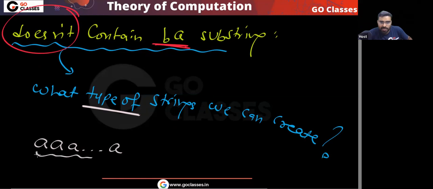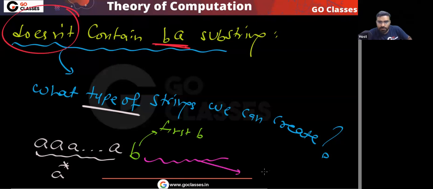If A's are coming, is there any problem? There is no problem. Tell me, when the B will come, let's assume this is the first B. Now you tell me, is it possible A can come? A cannot come.